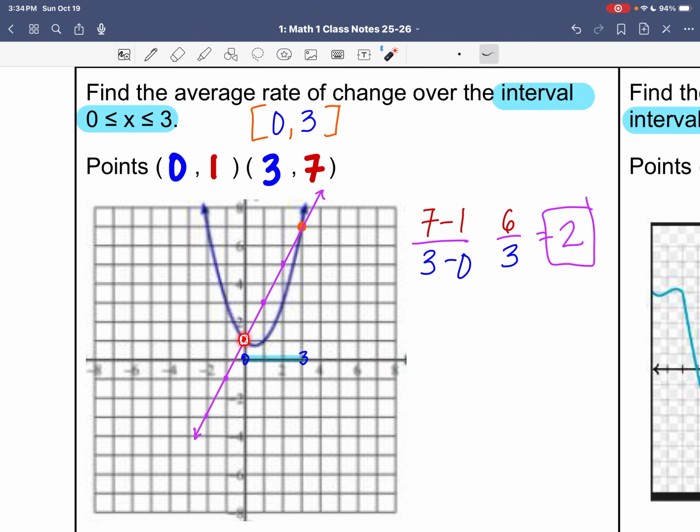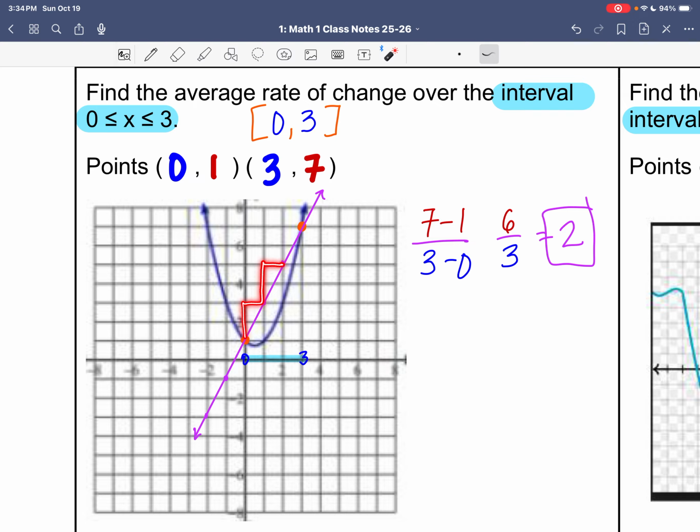So we're going to use this point and this point, because those are (0, 1) and (3, 7), and we're going to find slope. So we're going to go 7 minus 1, which equals 6, and then 3 minus 0, which equals 3. Put these two together, which equals 2. So the slope from here to here is 2. And if you graph it, it makes sense.